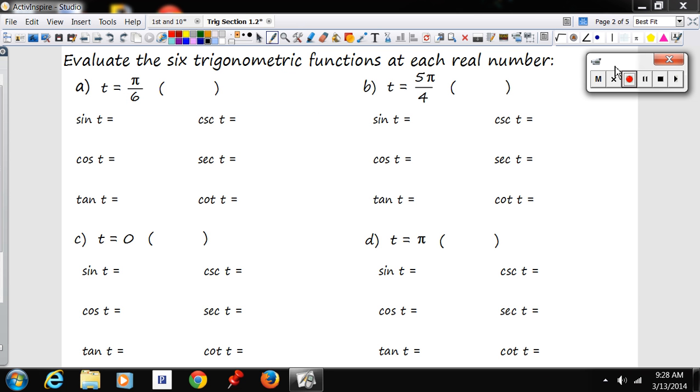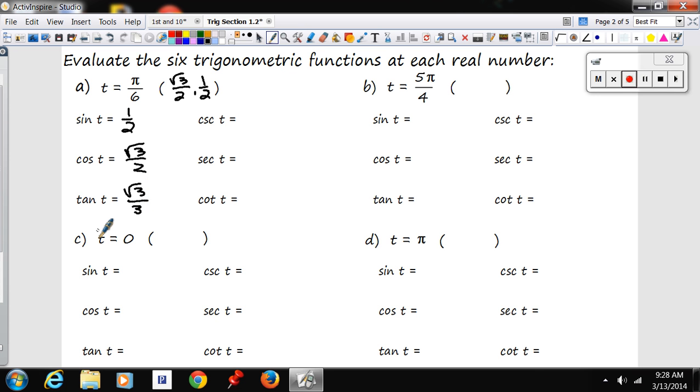Okay, pi over 6, that's what we were just looking at, right? So plug in the point, which was radical 3 over 2, comma 1/2. That was the point we were just looking at. What did we say the sine was? It's right on your paper. It was 1/2, because it was the y value. What was the cosine again? Radical 3 over 2, because it was your x value. What was the tangent? We already figured that one out. It was radical 3 over 3, the 0.57 number.